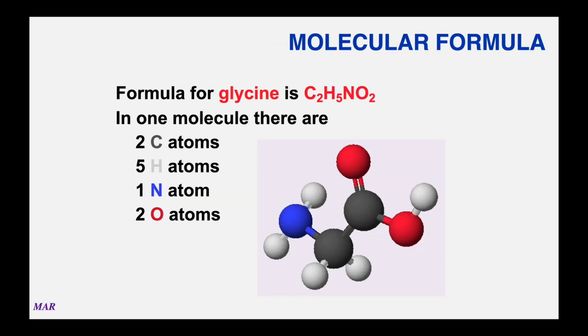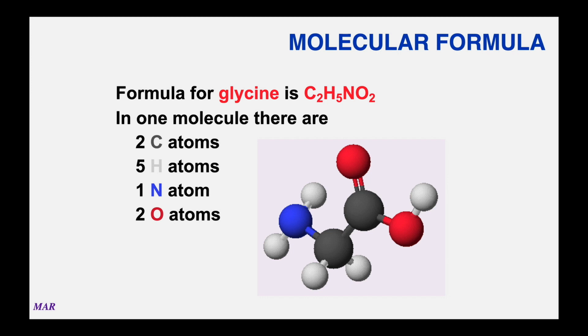Here's an example of a formula, and we'll see lots of these coming up. Now, this is for a compound called glycine, and glycine is C2H5NO2. And what that formula means is that there are 2 carbons, 5 hydrogens, 1 nitrogen, and 2 oxygens. So notice that the number of atoms is placed in the lower right-hand corner.